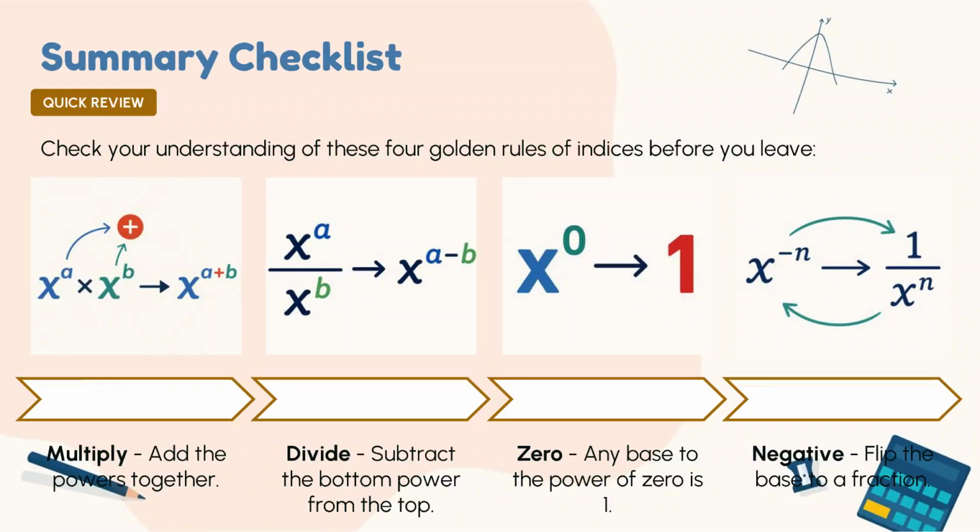Let's finish with a quick review of the 4 golden rules of indices. When multiplying terms with the same base, add the powers. When dividing terms with the same base, subtract the bottom power from the top power. Any base to the power of 0 is 1, as long as the base is not 0. A negative power means a reciprocal, so the base moves into the denominator of a fraction. These rules will help you simplify algebraic expressions involving indices.